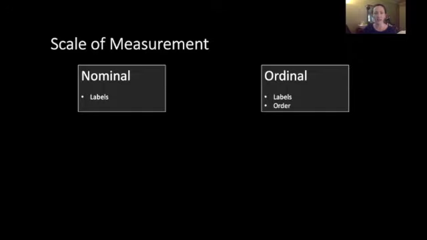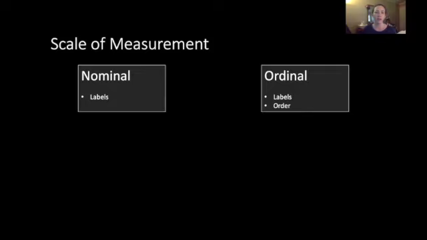The second kind of scale of measurement is ordinal. Ordinal data is a label as well, but it also goes in order. And so these are things that have greater than or less than properties. So if I say, how much do you like chocolate? And you say, I like chocolate a little, and someone else says, I like chocolate a whole lot, that would be an ordinal scale, right? You have indicated how much you like chocolate, and one person likes it more than the other.